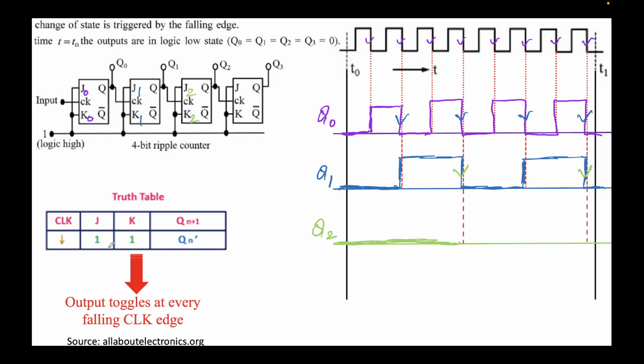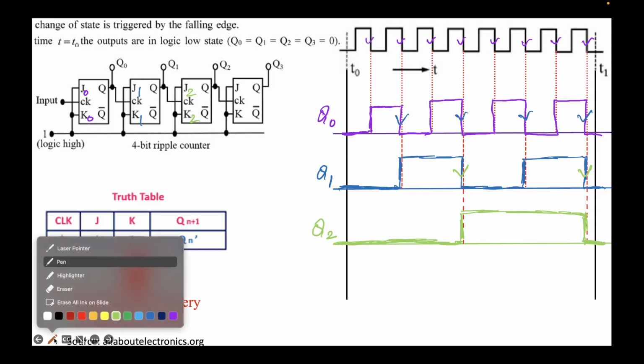There is a falling clock edge. J2 and K2 both are high, as you can see here, and simply Q2 will toggle due to this condition. Q2 will toggle from 0 to 1. It will remain constant until it encounters another falling clock edge, which is this, and again J2 and K2 both are high, so Q2 will flip this time from 1 to 0, and it will remain constant.